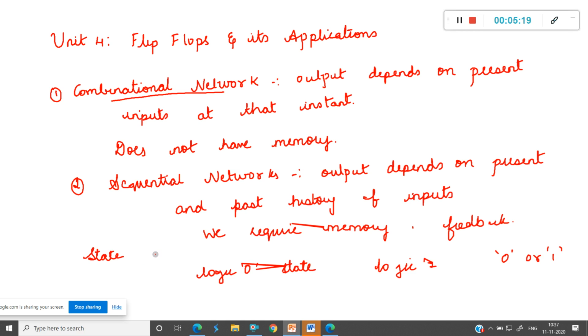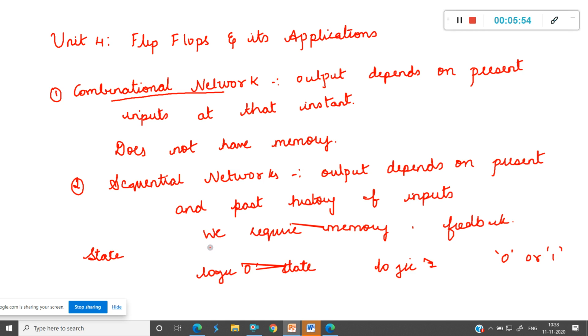Here we have the basic two types of sequential network. One is the synchronous network, and one more is the asynchronous network. A synchronous sequential network is one in which its behavior is determined by the value of the signals at only discrete instants of time. And the second type of sequential network is known as the asynchronous sequential network. So here basically we have memory in the sequential network.